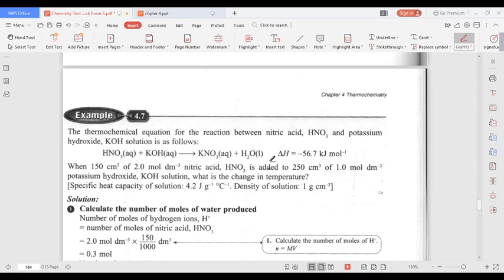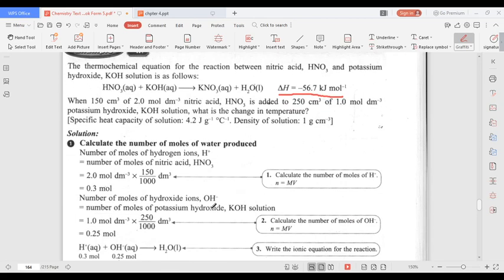For this, the equation is given and also the heat of neutralization is given. So, the volume and the molarity for the nitric acid are given, and for the potassium hydroxide also given. So when it's given, you calculate the number of moles.